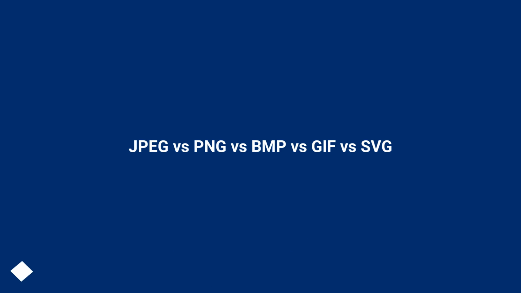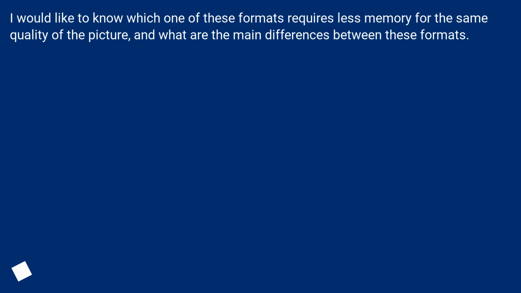JPEG versus PNG versus BMP versus GIF versus SVG. I would like to know which one of these formats requires less memory for the same quality of the picture, and what are the main differences between these formats.